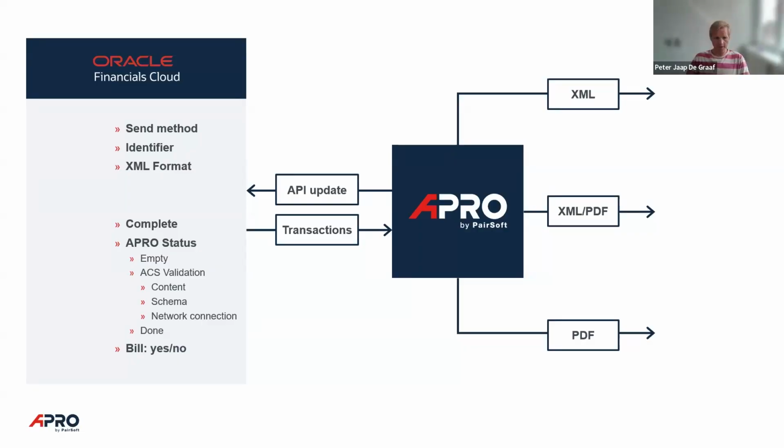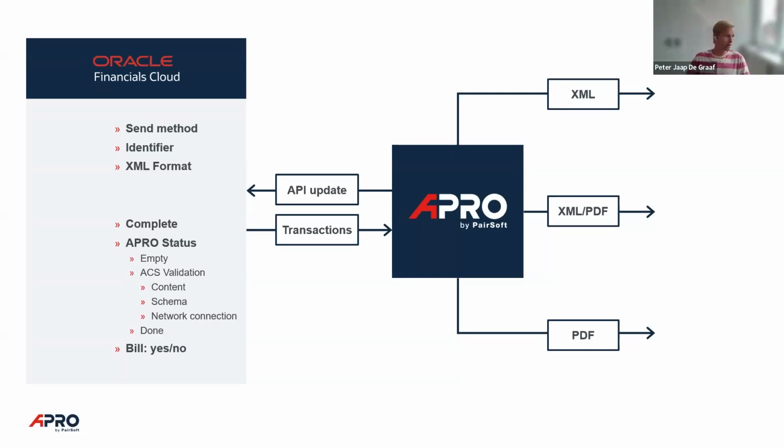We also create an attribute on the transaction level on the invoices, which is the APRO status, which means if an invoice is already sent out, if it's not picked up, or if there are errors, that means that the invoice could not be sent out for some kind of reason. And one other thing that we look at, and that's also an important one, is if the bill column is placed on yes or no. Why?